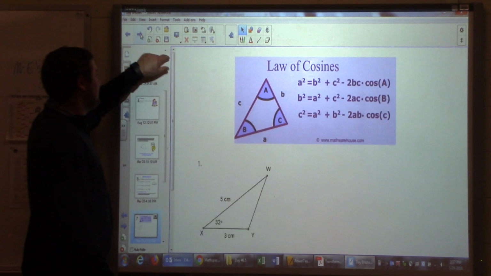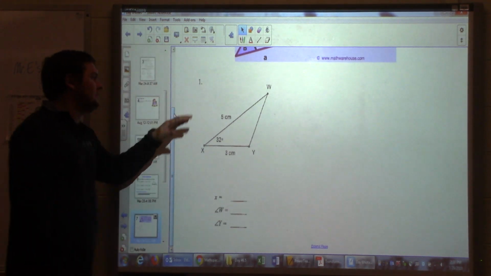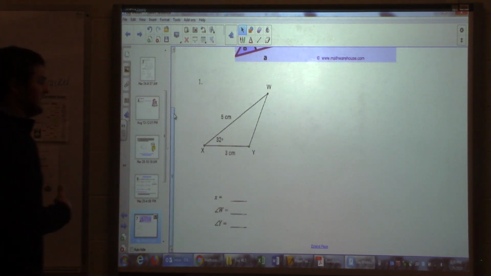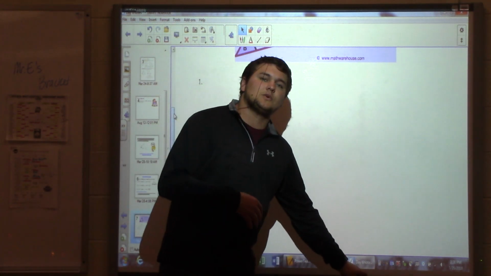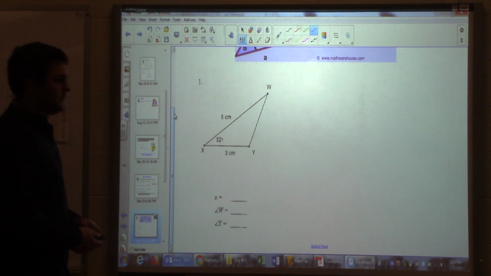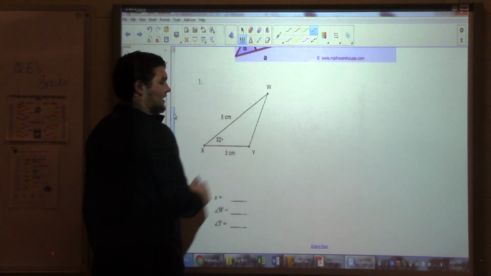Alright, let's try a problem. The first one, I'm given 2 sides and the angle in between them. I can't use law of sines. I don't have enough information to do that. So what I need to do is solve for one more piece so I can use law of sines. In this case, I'm going to solve for the 3rd side length, this side over here.